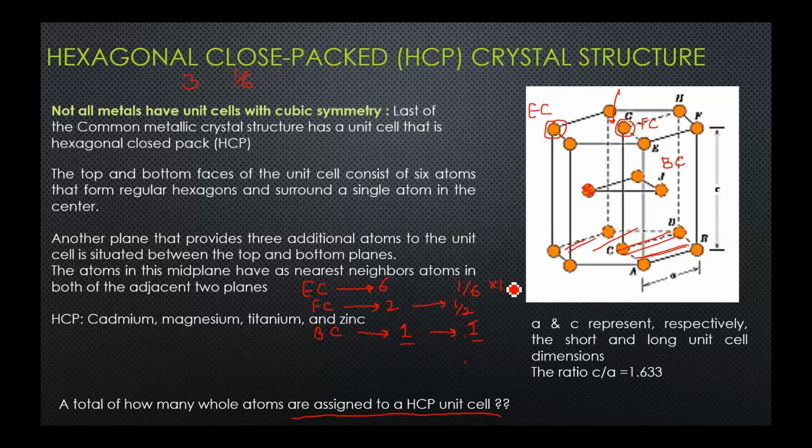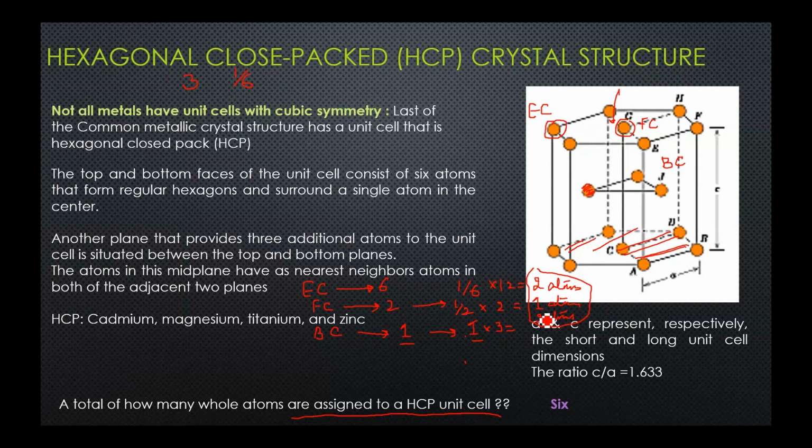So how many edge corner atoms are there? 12, sir. 12. So their total contribution would become 2 atoms. All right. How many face-centered atoms are there? 2, sir. So their contribution would become 1 each, making 2, and there are essentially 3 atoms within the body of this hexagonal crystal structure. So altogether, the total number of atoms that belong to the HCP crystal structure would then become 6. Clear enough?